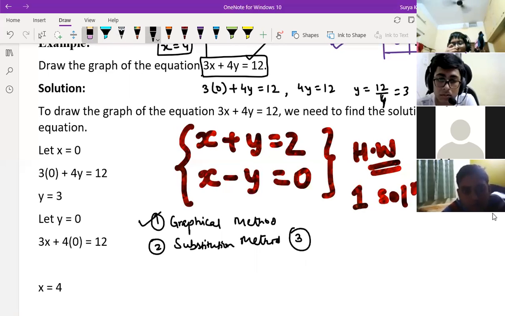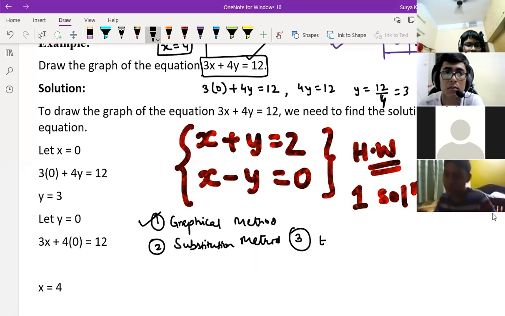In the graph part, where both lines meet, that is your answer. In the substitution method, you have to solve by substitution. I'll tell you one by one. Now, the substitution method, then your elimination method.